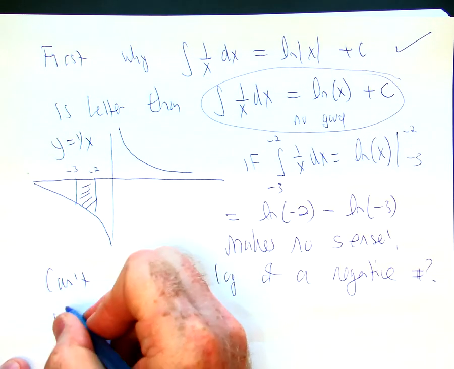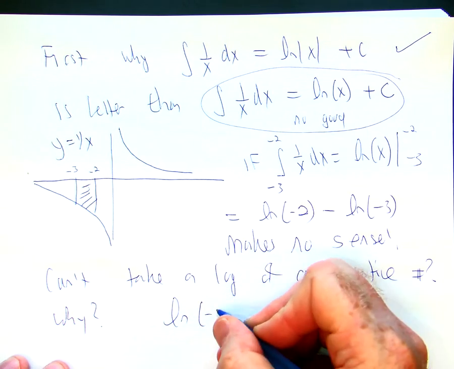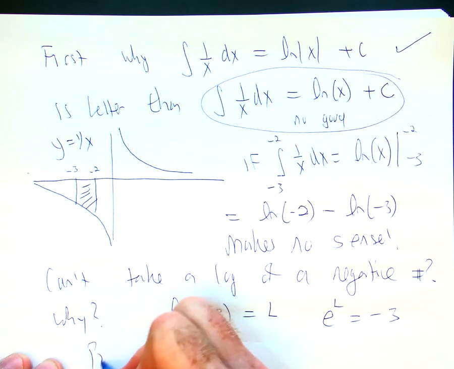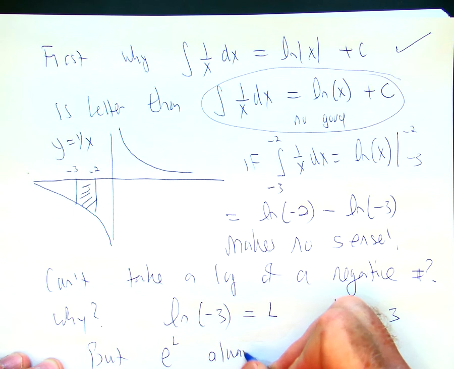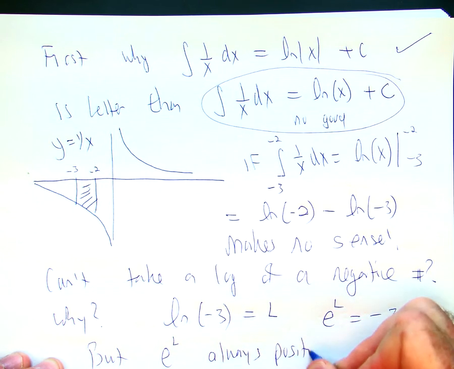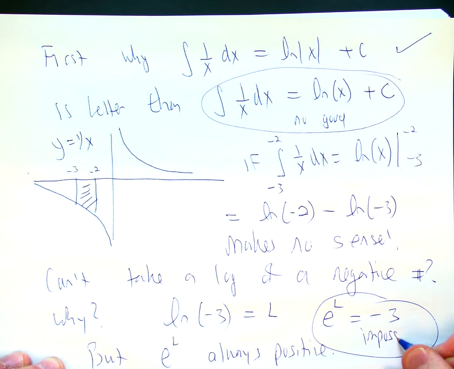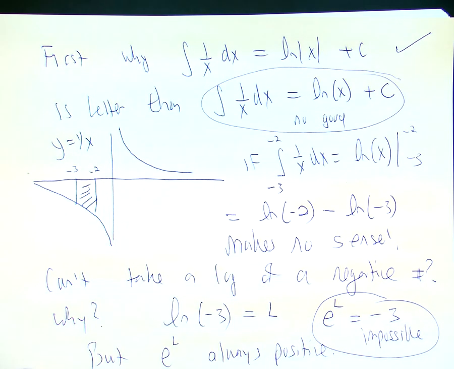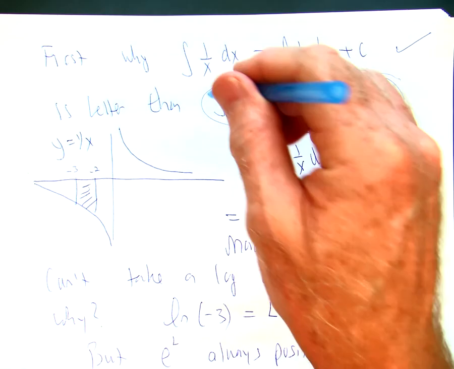Well, why? Let's say that we had the log of -3 is equal to L. That would mean that e to the L is equal to -3. But, as you know, e to the L is always positive. So that's impossible. So if we wanted to just answer this basic question, what's the area, and use integration, this formula does not allow it. So that's why it's no good.